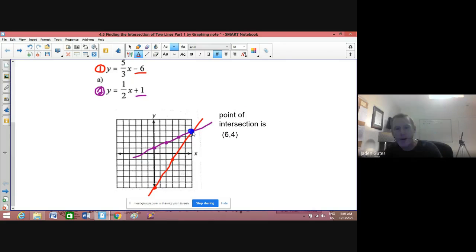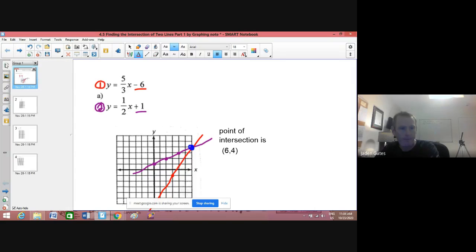Now, this is a very important spot because, when you're dealing with linear equations, this is the only time that they have the same x and the same y at the same time. So that's a very important thing about the point of intersection. We're going to get to that when we do it algebraically. All right, I'm going to do a couple more.